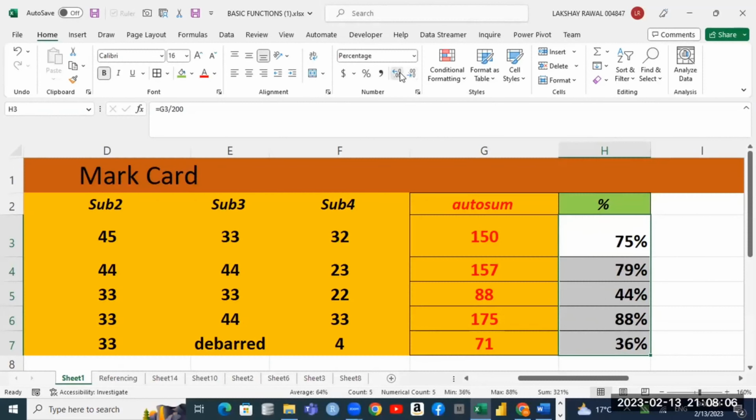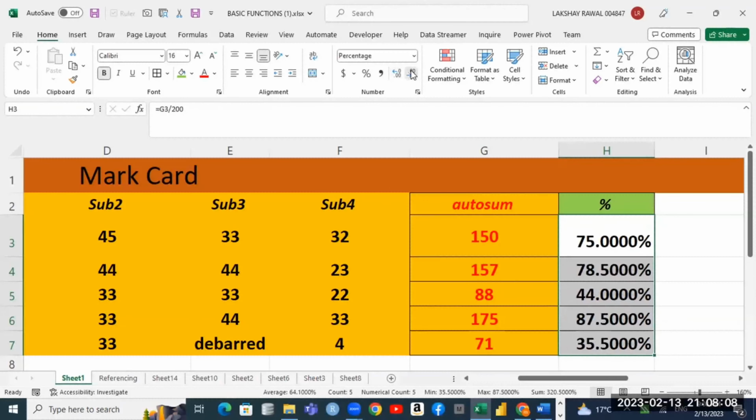This is called increasing and decreasing decimals. And all these options are called number formatting. What do you call this, beta? Number formatting.